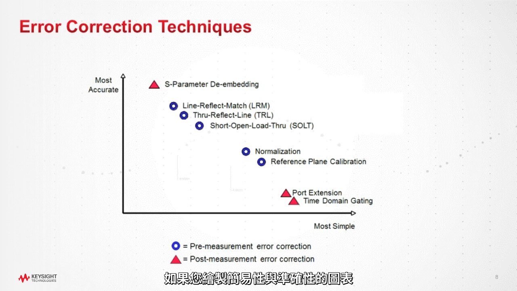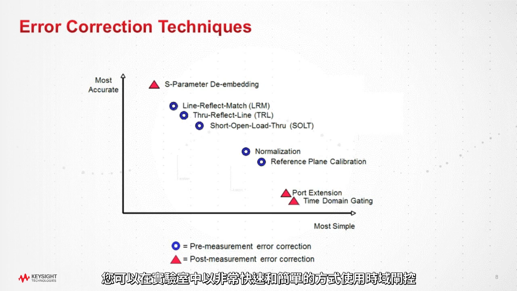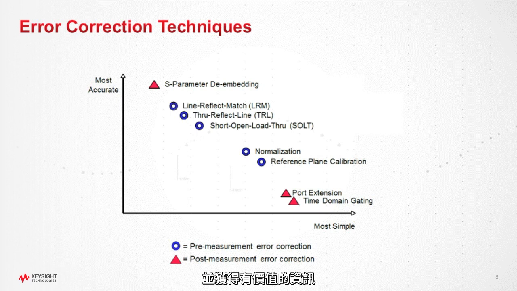The main concept here is, if you plot simplicity versus accuracy, most of these are pretty linear. What that means is that the more energy and time and sophistication you put into the error correction technique, most likely you're going to get a more accurate answer. That's not to say that the simple ones are not good. You can use time domain gating in the lab in a very quick and easy way and get valuable information. But if you're making very big decisions financially or publishing data, S-parameter de-embedding is probably the best way to go. So this is an overview. It's not meant to be very quantitative, but it's just a general feeling of looking at all the different error techniques at once.